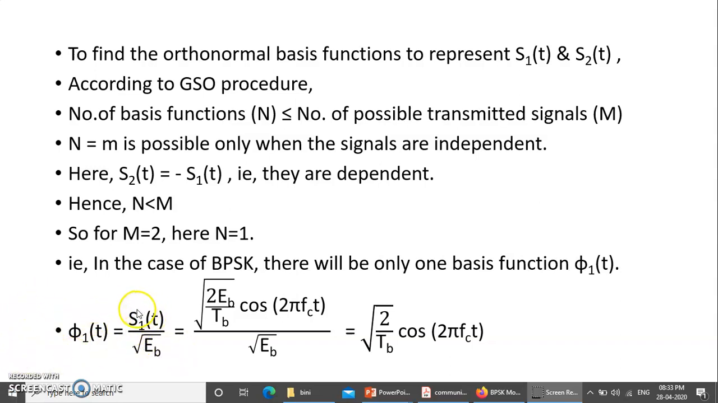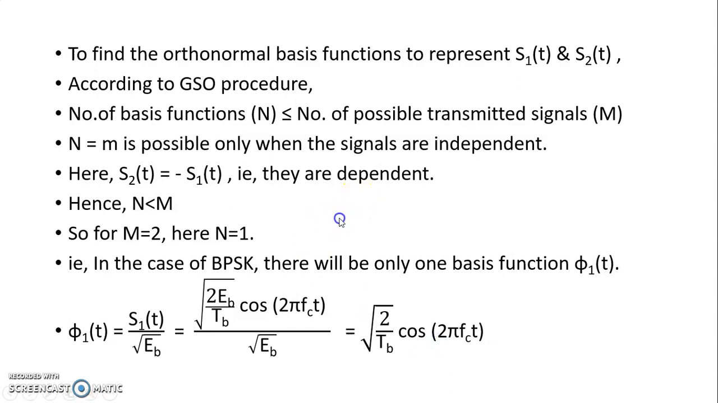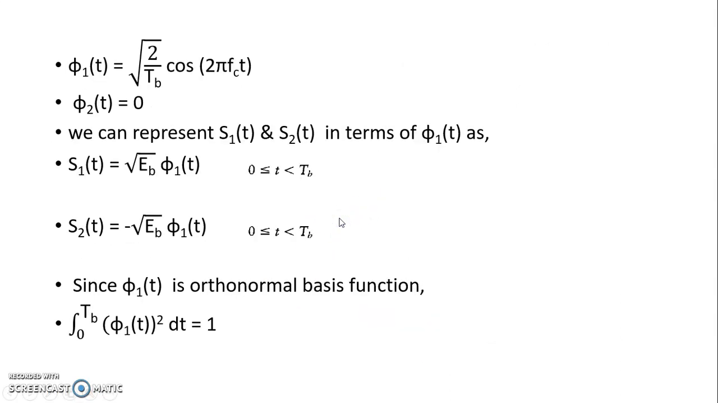So for calculating phi 1 of t, we represent it as S1 of t. Phi 1 of t is equal to S1 of t divided by root Eb. So S1 of t is root of 2Eb divided by Tb cos 2 pi Fc t, divided by root of Eb. So cancelling root Eb here, we will get phi 1 of t as root of 2 by Tb cos 2 pi Fc t. And if we calculate phi 2 of t, we will get 0.